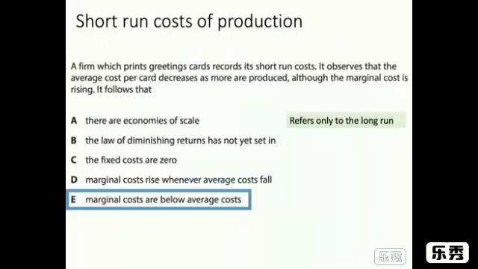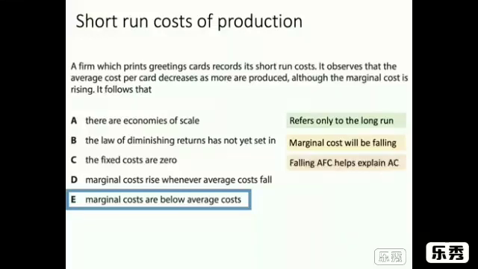Just double check our answer by looking at the other options, A, B, C and D. Well, A says there are economies of scale, falling average cost, but economies of scale or increasing returns, they refer only to the long run, not the short run. Option B, the law of diminishing returns has not yet set in. Well, if that's the case, the marginal cost of production of each extra card will be falling, not rising as the question suggests.